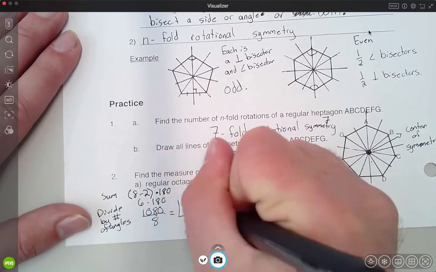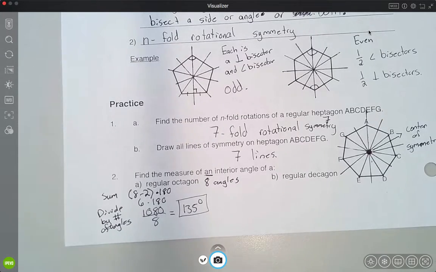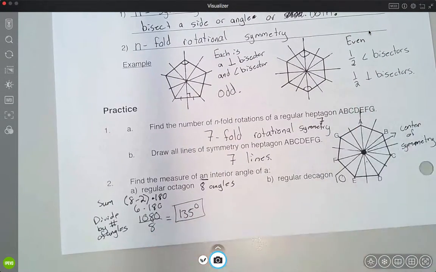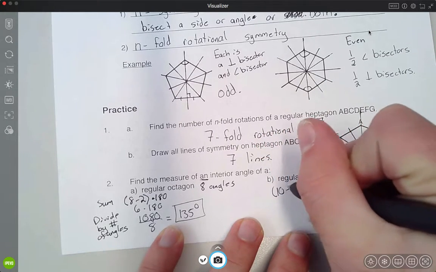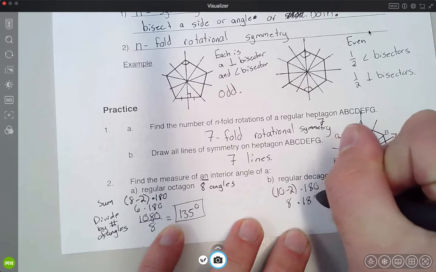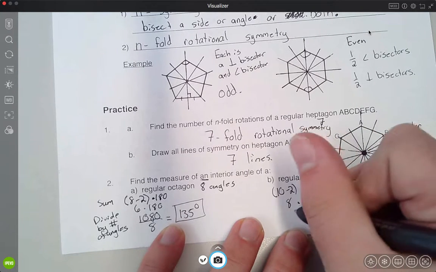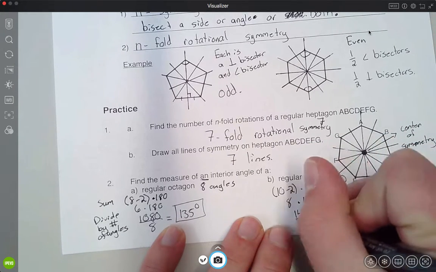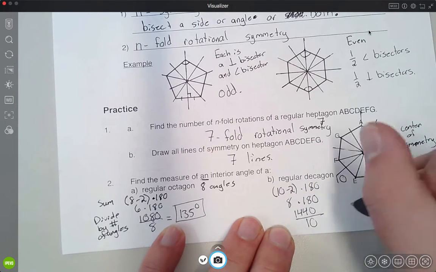And I can do the same thing for a decagon. A decagon has 10 sides, so I'm going to start by finding my sum. 10 minus 2 times 180. 10 minus 2 is 8 times the 180. 8 times 180 gives me 1440. Finally, I can divide by my number of angles, which is 10. Gives me a final answer for one angle of 144.